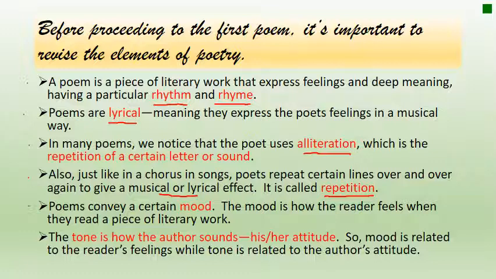Poems convey or show or give a certain mood. I want you to know the difference here. The mood is how you feel when you read a piece of work such as poetry. So mood is related to the reader. Okay, when we read Annabel Lee, how did we feel? We felt a bit sad, we felt gloomy, we felt that it was dark and depressive. That's how we felt. Okay, the tone is related to the author. How did the author sound? His or her attitude. So mood is related to the reader, while tone is related to the author and how he or she felt.